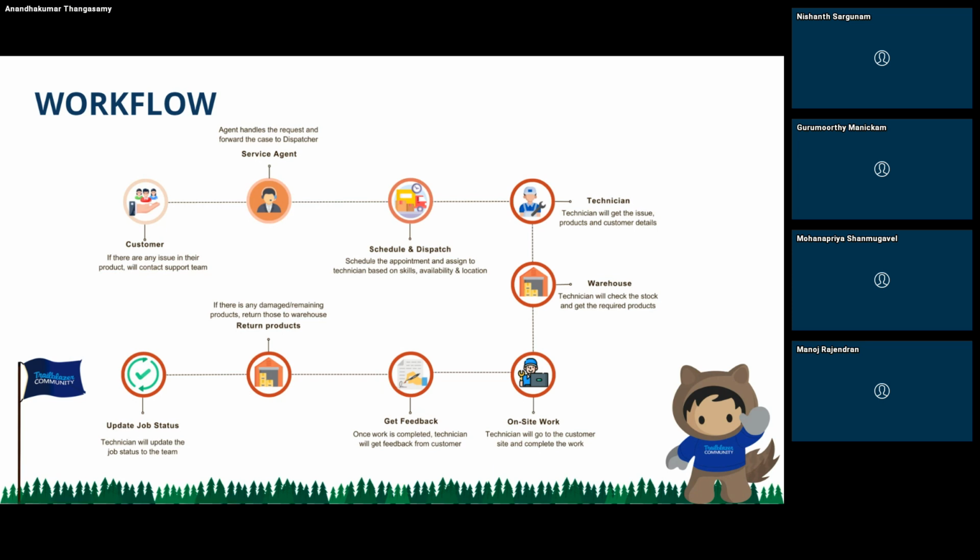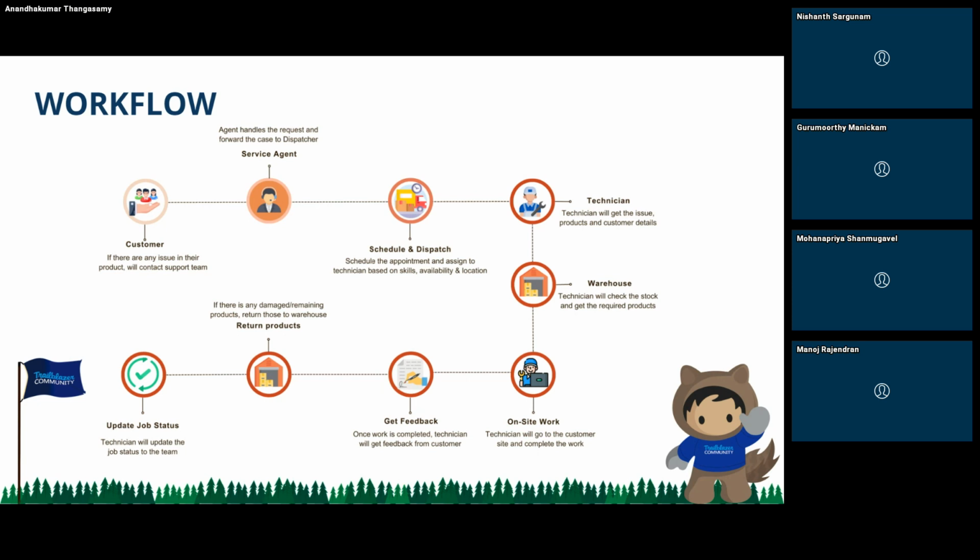Like these factors will be considered, and a perfect technician will be assigned to a service appointment. So this is called scheduling. And when it comes to dispatching, once the appointment is scheduled, the dispatching process will let the technician know that this appointment has been scheduled to you, and you can go to the customer location on this day and this time, and you should complete this work by this due date. Letting the technician know all these details is called dispatching. So that is schedule and dispatch.